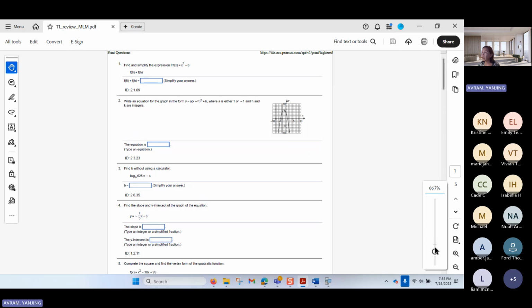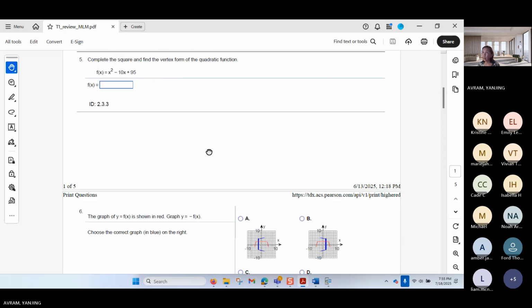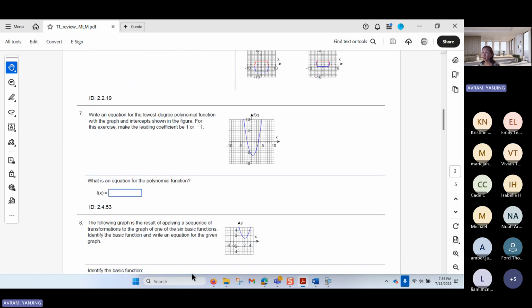Okay, so we have the correct answer as D in this case, okay?